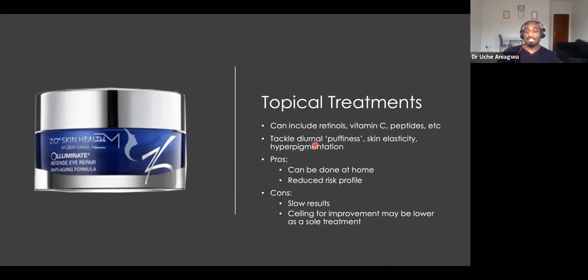Now, what's good about this is that patients can do this at home, and there's not much of a risk profile, to be quite honest, besides skin irritation, which you should check for. But the negatives are that the results are pretty slow, and the actual ceiling for improvement may be lower if you use this as a sole treatment versus your fillers and your Botox.